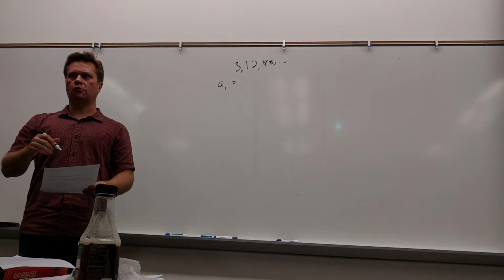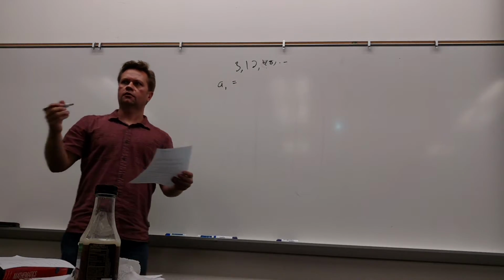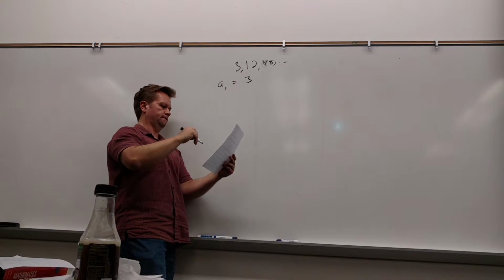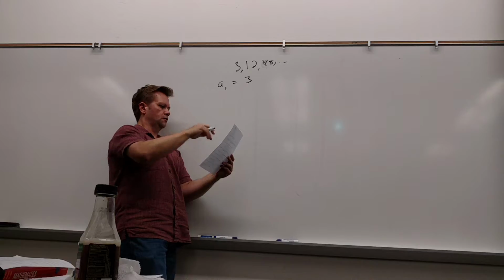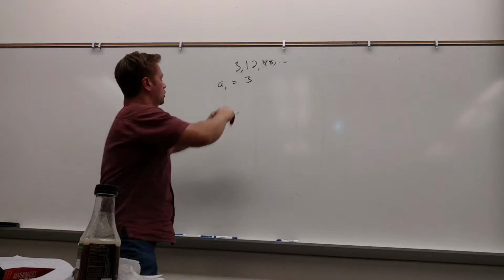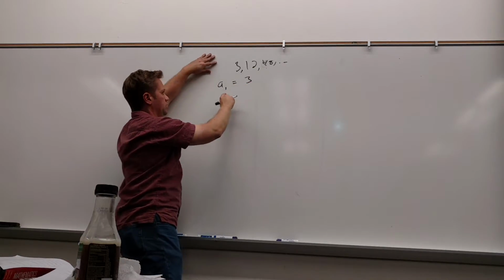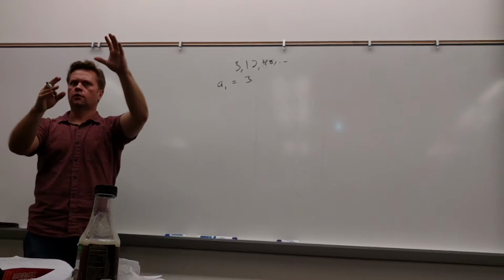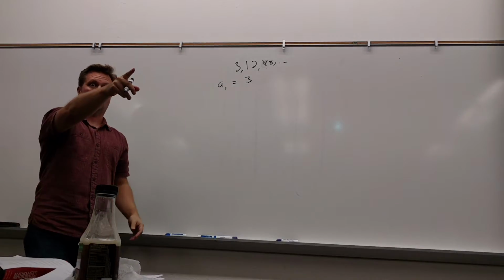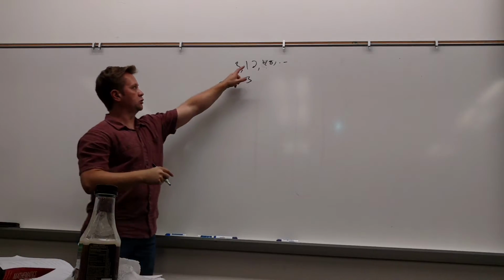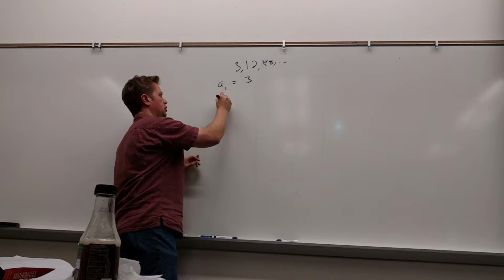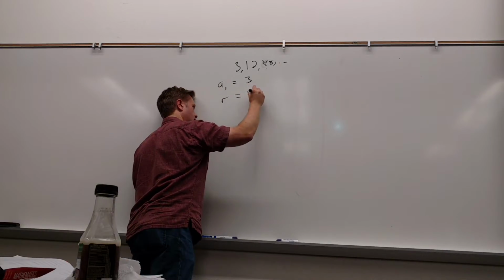What's your gut tell you A1 is? 3. Who to what? Where do you go? So if it's a multiplication problem, what's the letter that I need to use here for the other variable? R, the ratio. There's a common ratio. 12 divided by 3 is the same as 48 divided by 12. So the common ratio is 4.